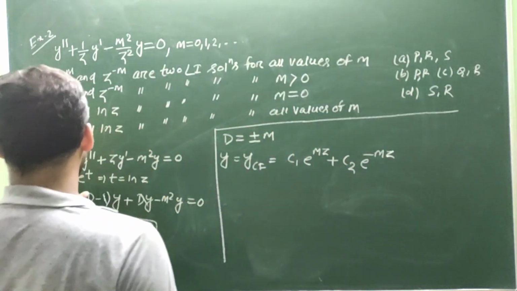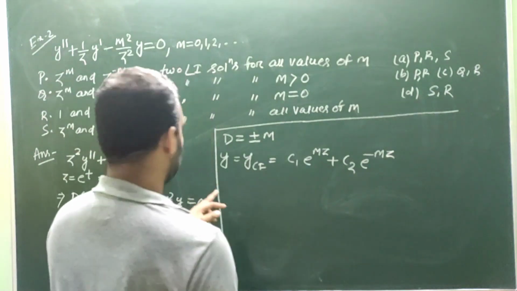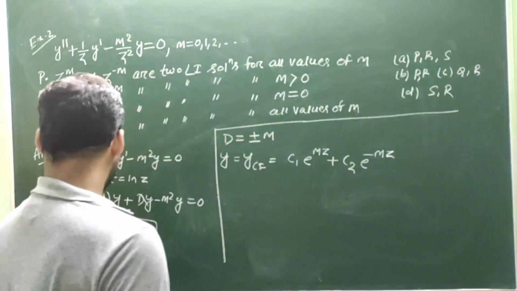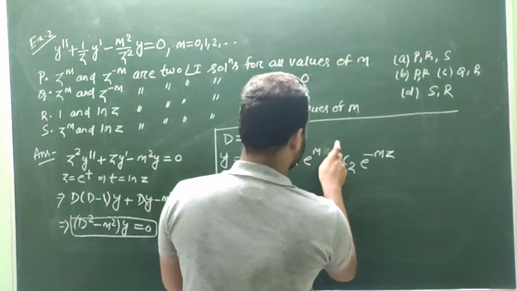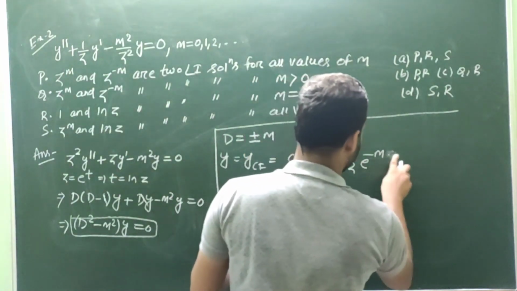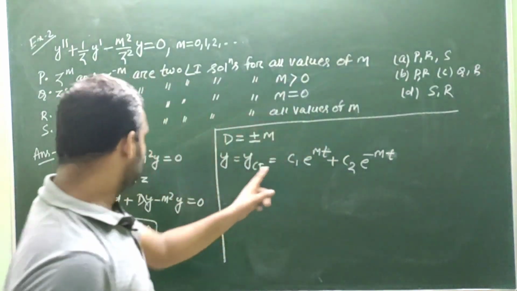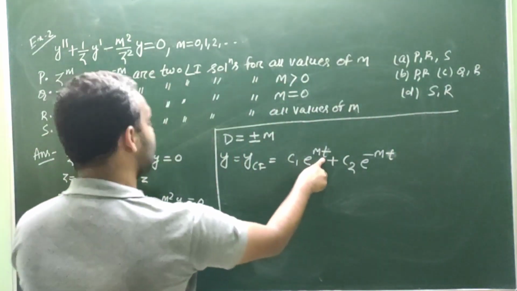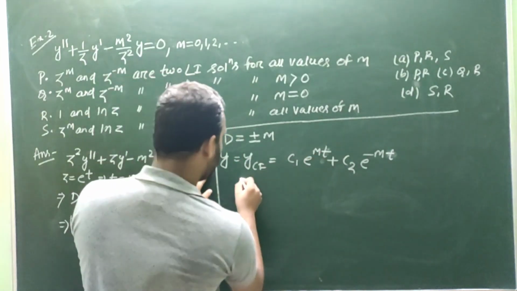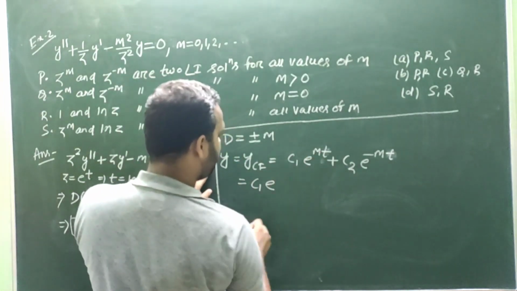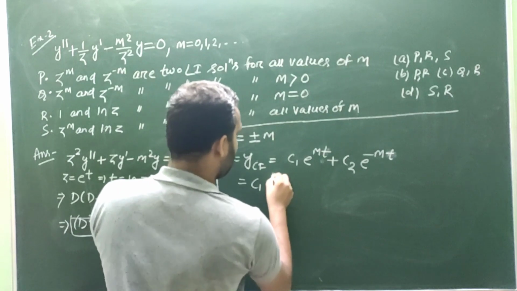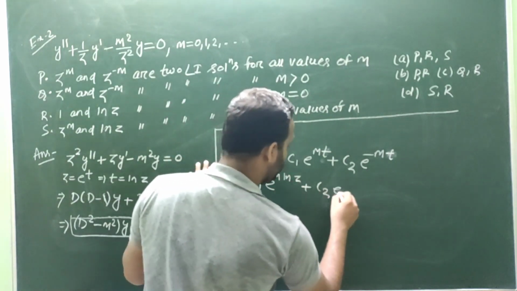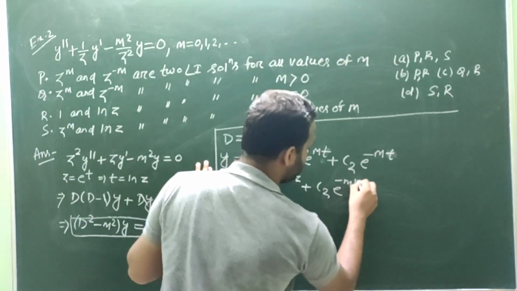And by substituting the value of t here. I'm sorry, this is t, not z. I made this mistake. Because D stands for d by dt, we have taken this capital D, this is t, and we will substitute the value of t here. If you put the value of t, then C1 into e to the power m log z plus C2 e to the power minus m log z.